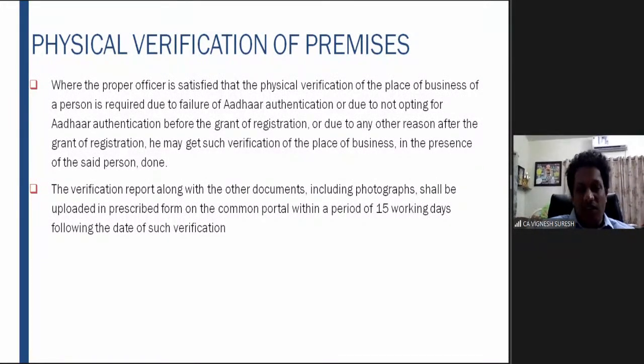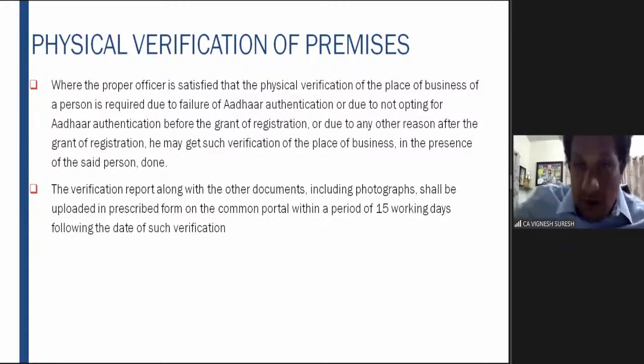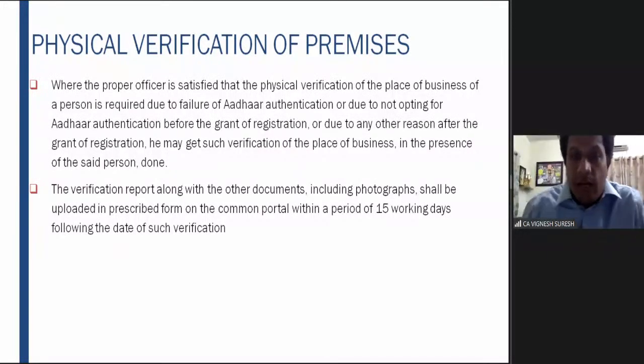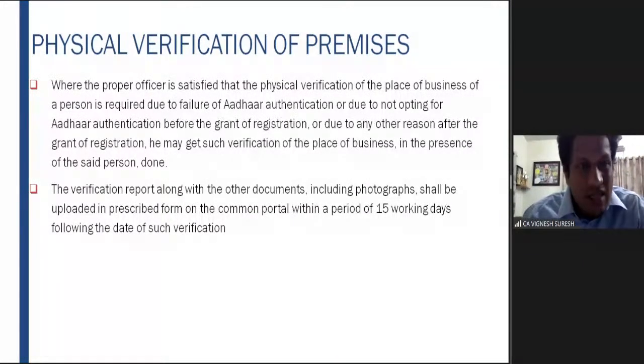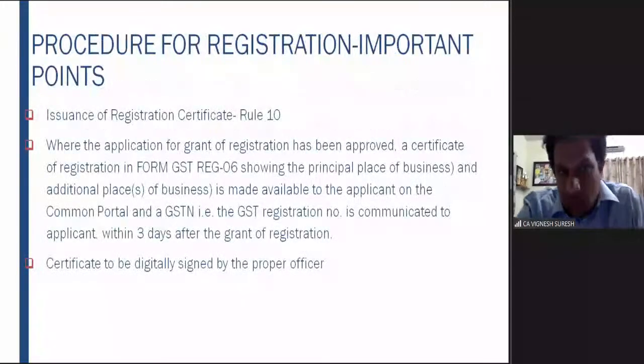This physical verification definitely is a very cumbersome process, because there may be many service providers, like a chartered accountant working from home. He will have a registered office at his house address, but assuming he's not able to do his Aadhaar authentication for some reason, the proper officer will land up at the residence of the chartered accountant after August 2020, which is a very ripe time for COVID to get affected. So these are the various risks associated with this physical verification process.